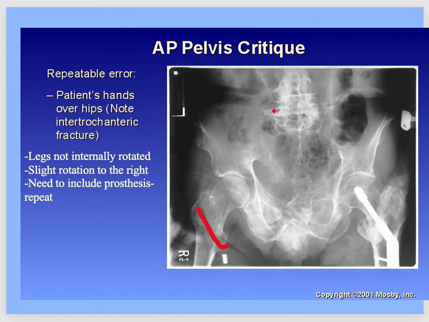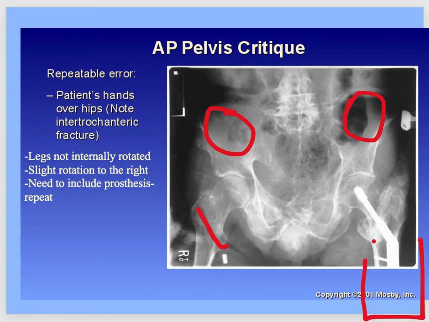Slight rotation to the right, which we talked about with the wings of the ala of the ilium. And then we need to include the rest of this prosthetic, so we may need to come back and image the rest of this prosthesis. So those are some of the critiques and some of the errors that are happening in that image.